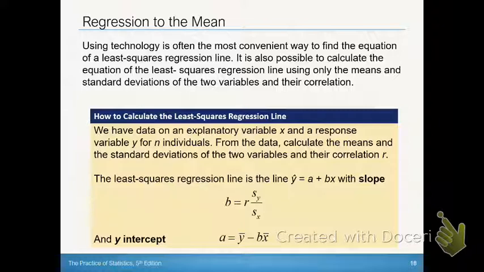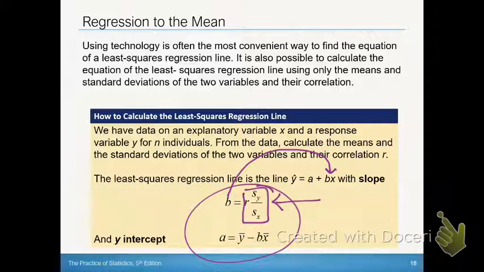Now these two equations are on your formula sheet. In order to get the b value that goes in for the slope of your least squares regression line, you can find that if you know the standard deviation of the y's, the standard deviation of the x's, and your correlation coefficient. If you plug those three values into this little equation, that gives you your slope.